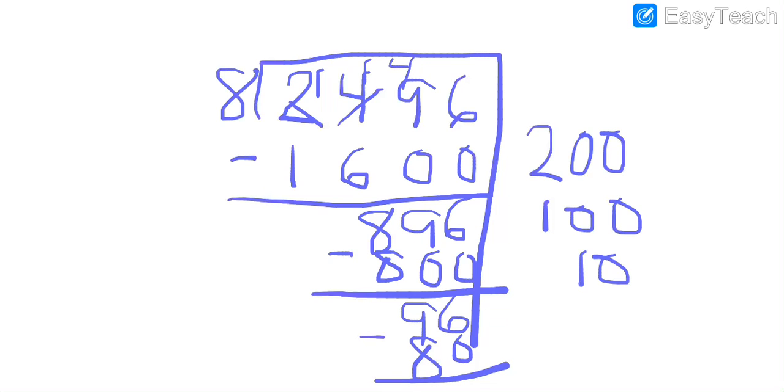So we're going to subtract it. And I'm going to do it over here, darn it. Okay, so 6 minus 0 is 6. And we have 9 minus 8 is 1. I need a bigger screen. So we have a leftover of 16.